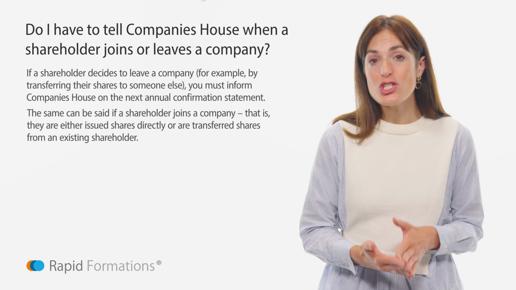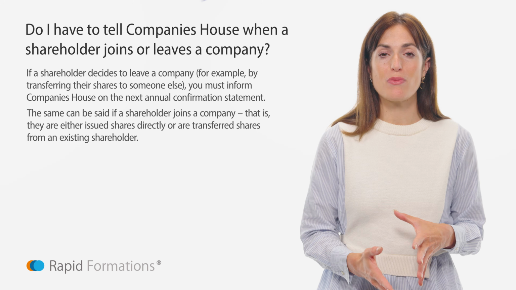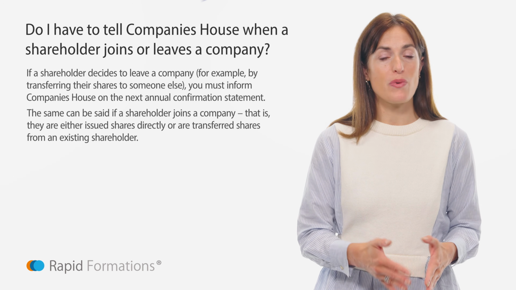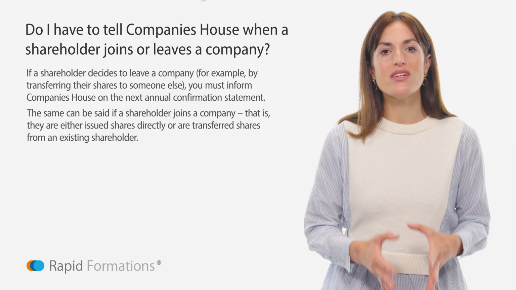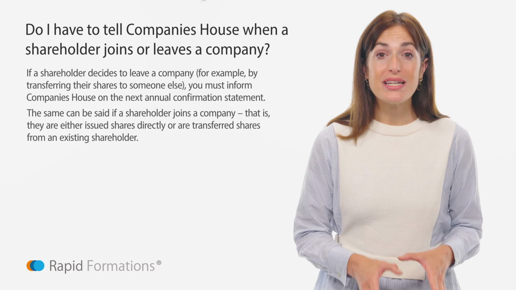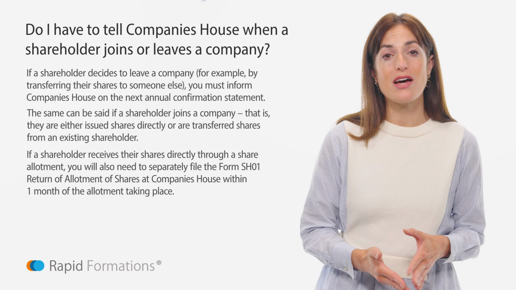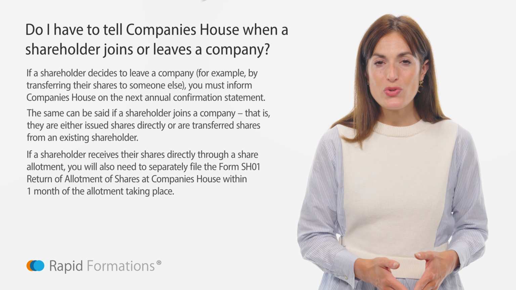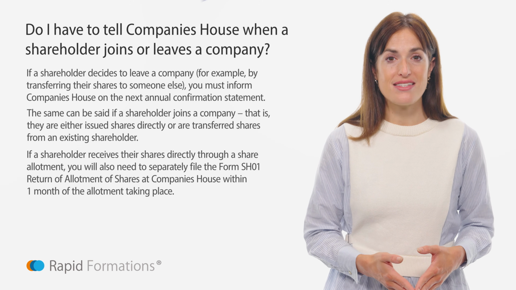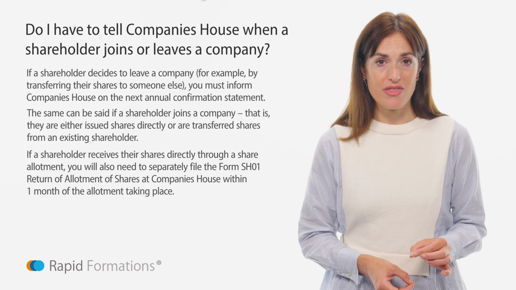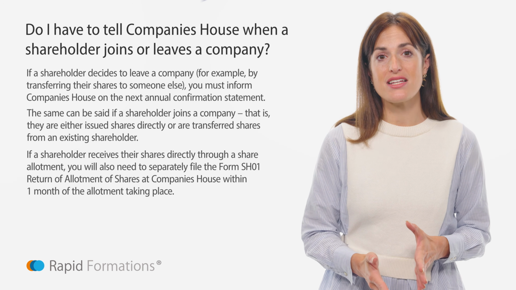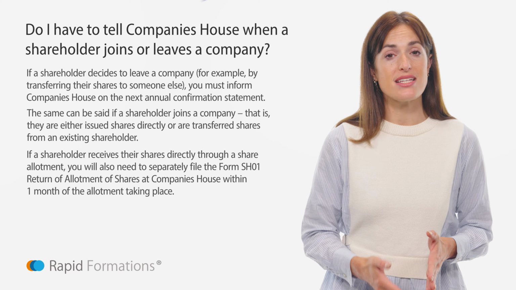That is, they're either issued shares directly or are transferred shares from an existing shareholder. When this happens, you must again provide Companies House with the name of the new shareholder together with the number of shares they now own on the next confirmation statement filing. Please note, if a shareholder receives their shares directly through a share allotment, you will also need to separately file the Form SH01, Return of Allotment of Shares, at Companies House within 1 month of the allotment taking place. That is a separate matter, not specifically relating to information about a shareholder submitted to Companies House.